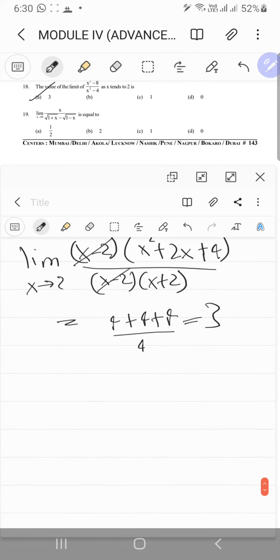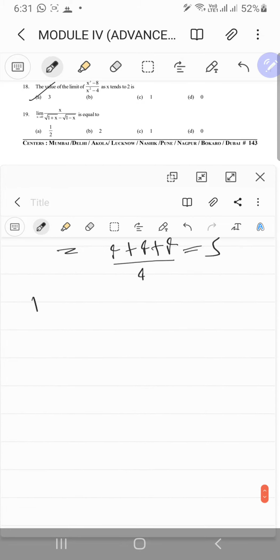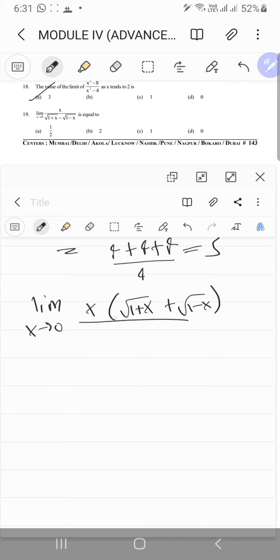Next question is the limit as x tends to 0 of this thing. Yeah, rationalize. Just rationalize this. So this is going to be x times square root of 1 plus x plus square root of 1 minus x upon, so this should be 2x. Yeah, it should be 2x. So this cancels. When you put 0 into this, you just get 2 in the numerator, so this is just 1.